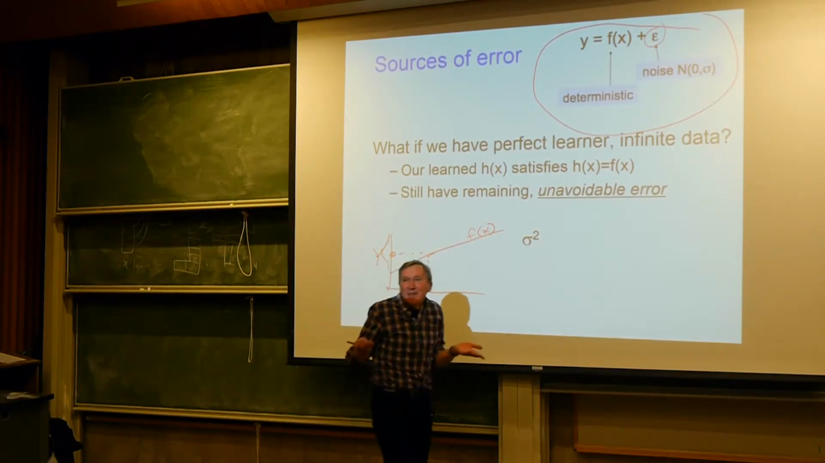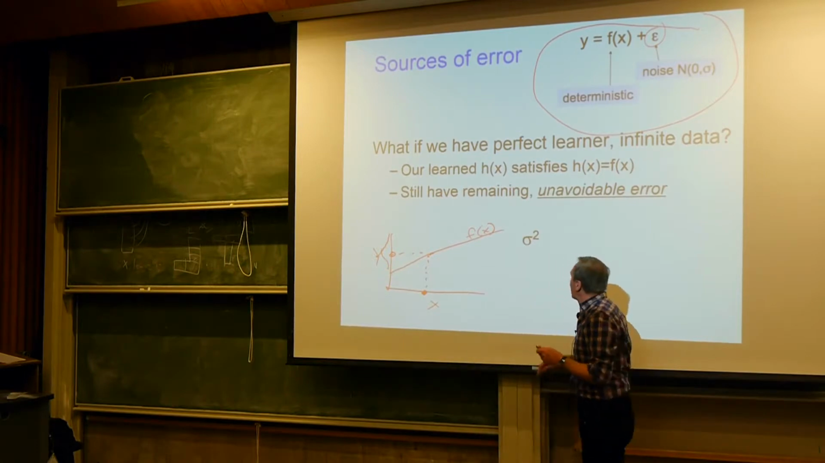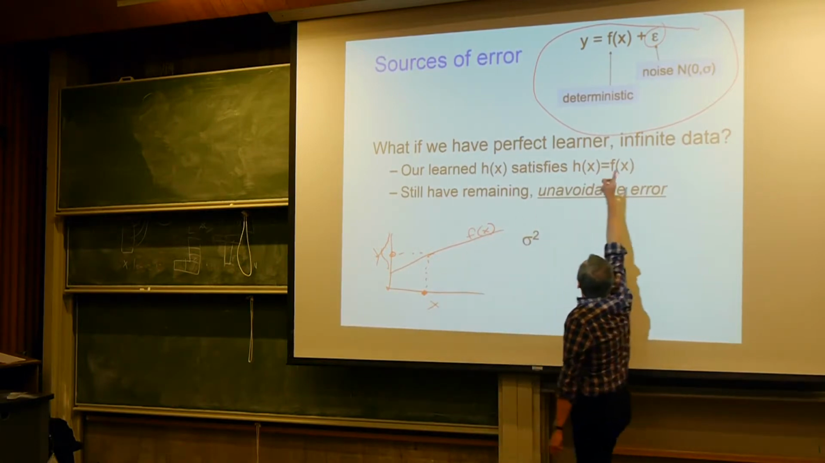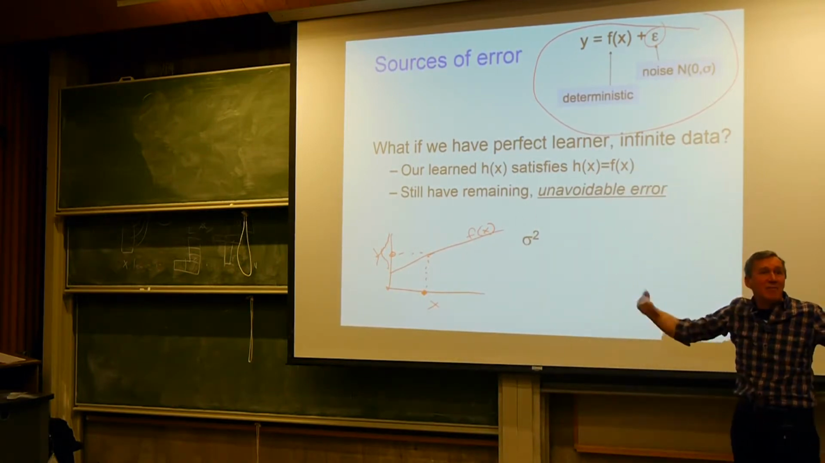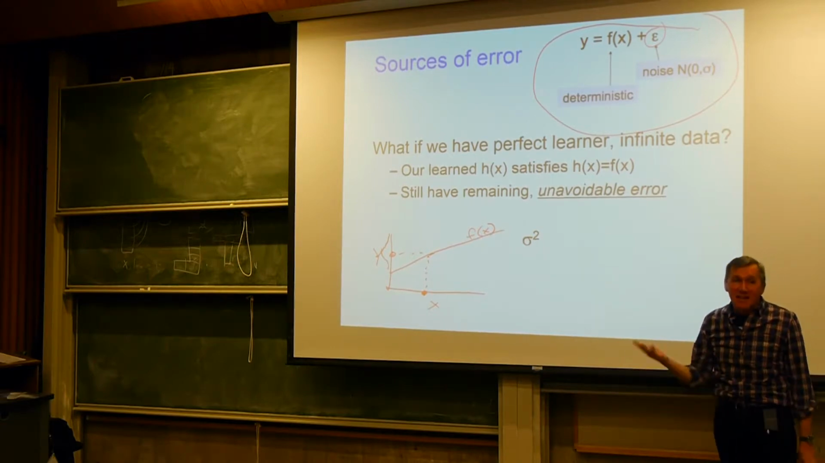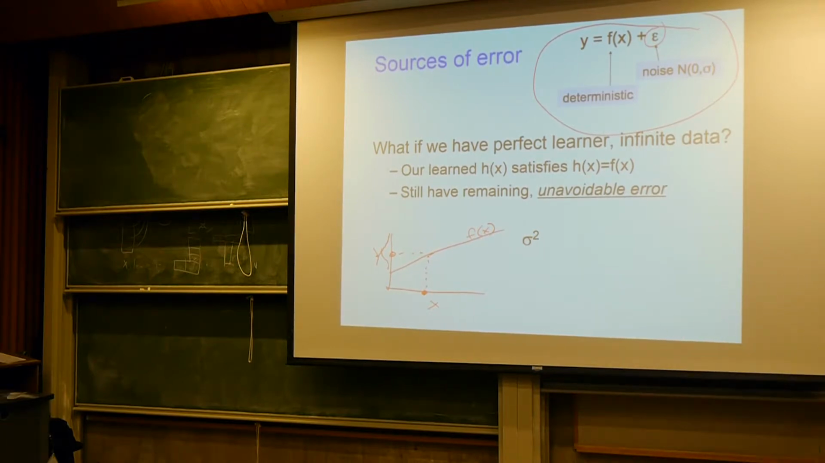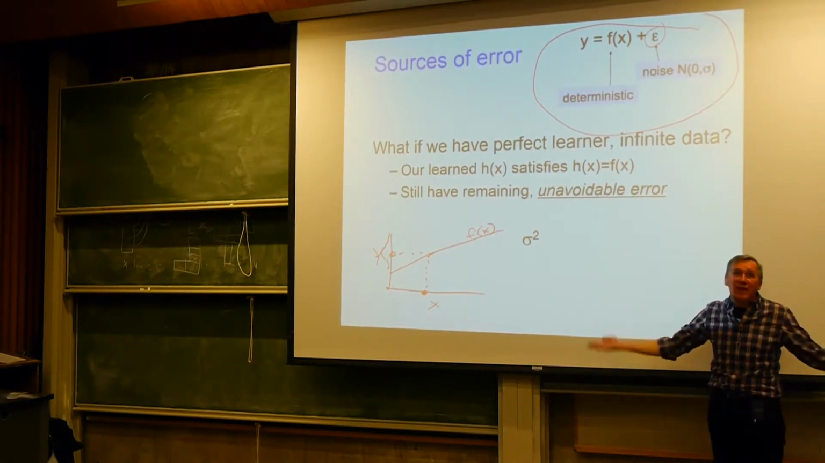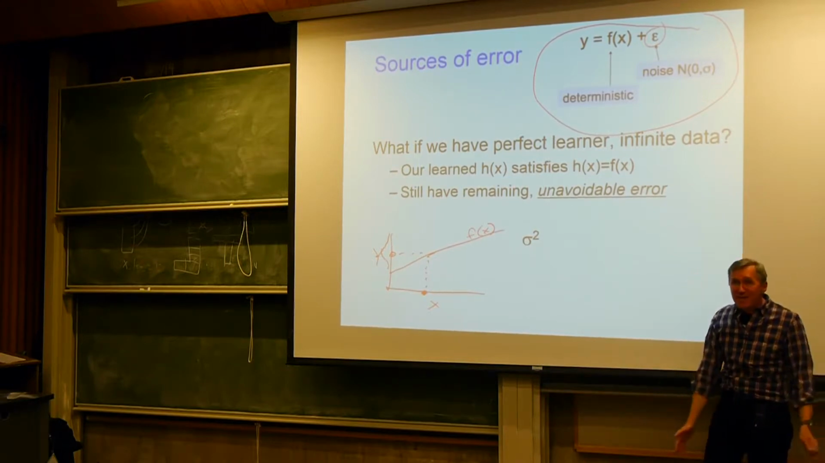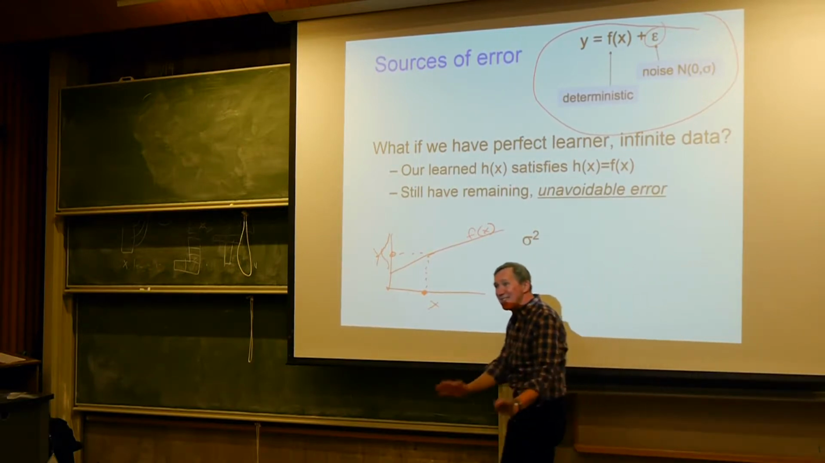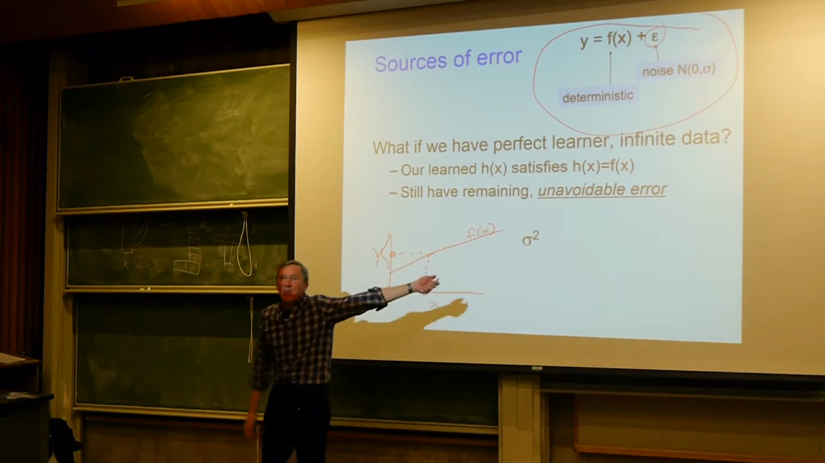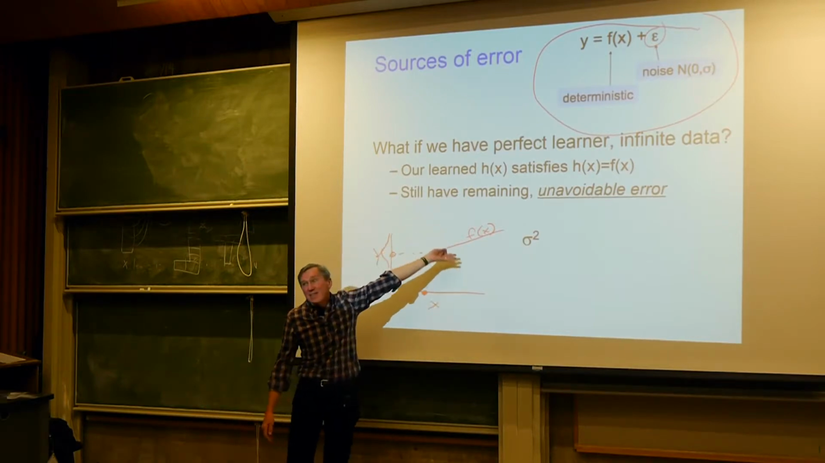You can't do better than learn f of x perfectly. But even if you do, you're not going to predict the y values perfectly because they have random IID, independent, identically distributed noise for every y that we see. Okay, so that's unavoidable error. Even if we have infinite training data and a hypothesis space that actually contains the correct f of x, we're still never going to have error less than the noise.